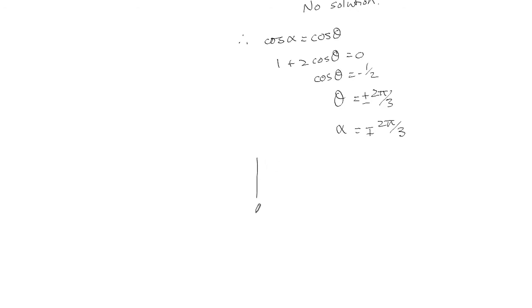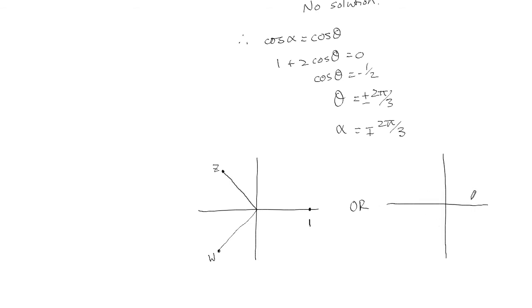We've got z out at 2 pi on 3 and w down here, and then 1 is over here. So you can kind of see how that's going to make an equilateral triangle. Or it could be with the w up here at 2 pi on 3 and z at the negative 2 pi on 3.